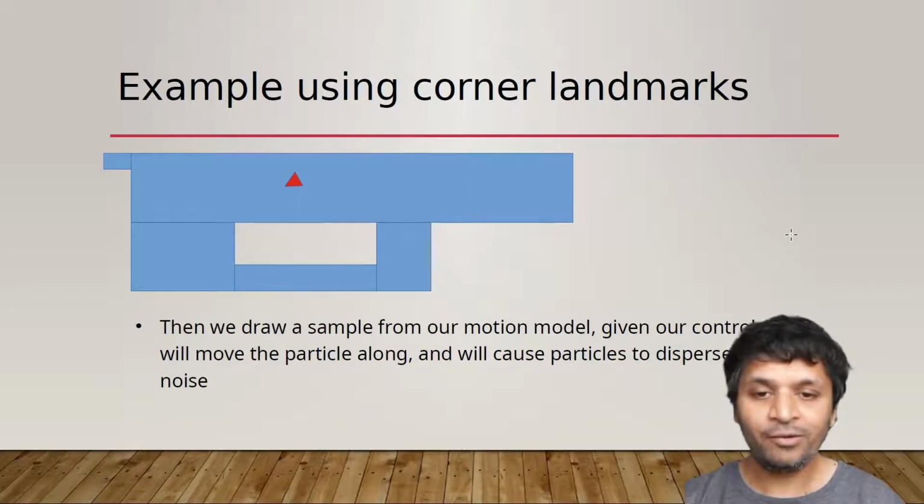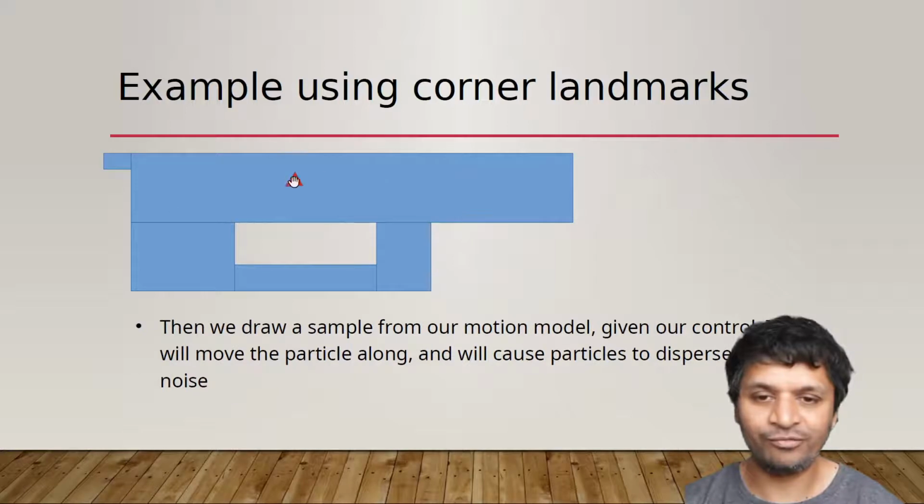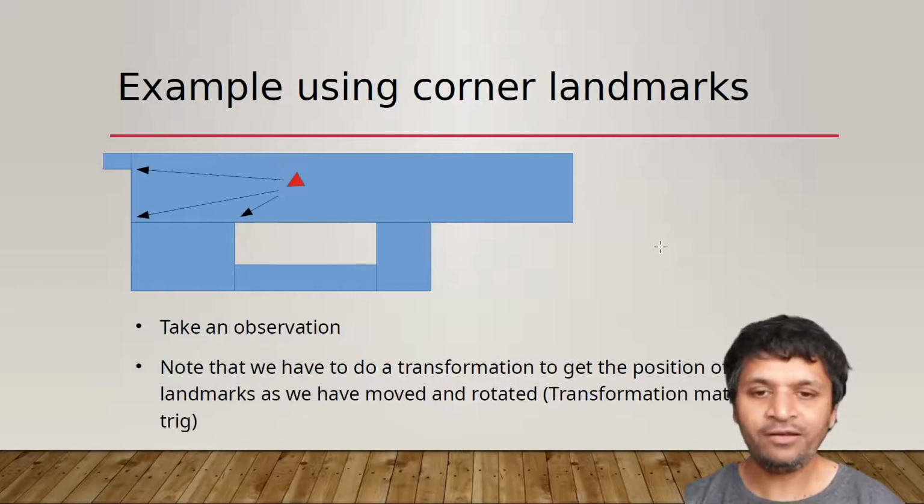Okay, then what we do is we move along, we apply some control, and we draw a sample from our motion model. Move the particle along so that now maybe, previously my particle was here and now it's moved here. Okay, so we've moved along based on our motion model. But this is just an example of a single particle. Every other particle will be around here, but kind of dispersed because the motion model has noise in it.